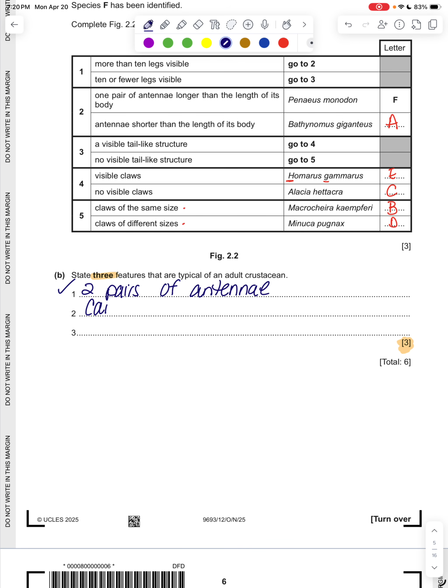The other one is a carapace. This is from section 4.2.